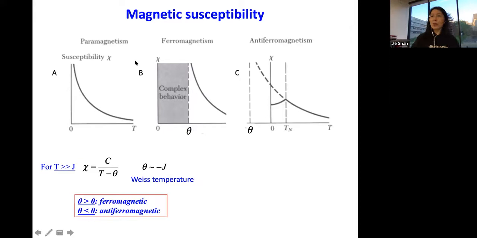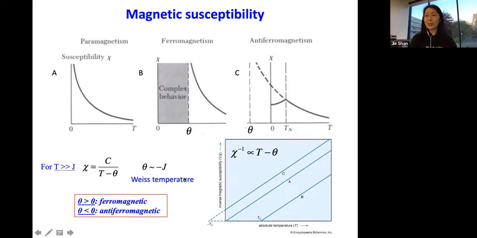The magnetic susceptibility of local moments upon cooling diverges, and in paramagnetic material, it diverges at zero temperature. In ferromagnetic materials, it diverges at some finite temperature, which is the Curie temperature. And in antiferromagnetic material, if you extend the temperature dependence, it should diverge at some negative temperature. And then you can look at 1/chi and see where they intersect.